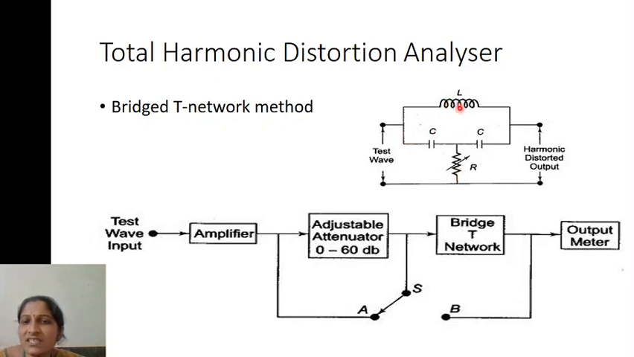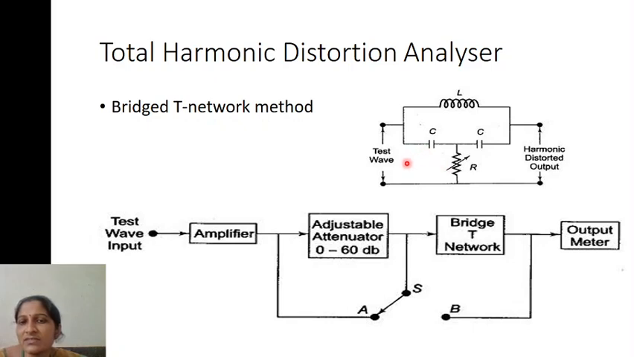Here you are using an LC filter. This LC is nothing but the tank circuit which you are framing here. This is the tank circuit, and in between, a variable resistance is used. That means by varying this resistance, you can tune the circuit to a particular frequency.